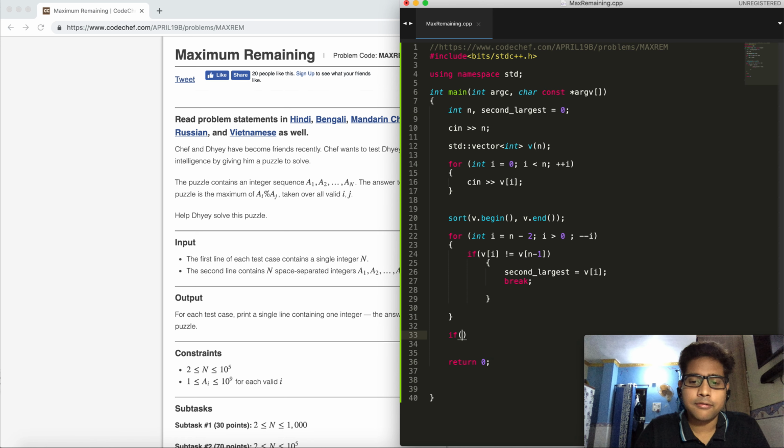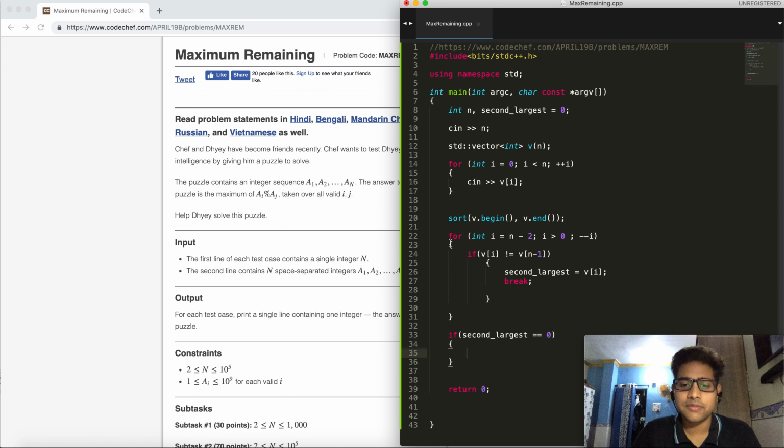So I'll check if second largest is still 0. That means even after iterating through this complete for loop, this if condition never became true. That means all numbers are the same. Let's say there are 5 numbers, and every number is 10, say for example 10 10 10 10 10. So at no point will v of i not be equal to v of n minus 1. It will always be equal to v of n minus 1, so it will never enter this branch, and second largest will be 0.